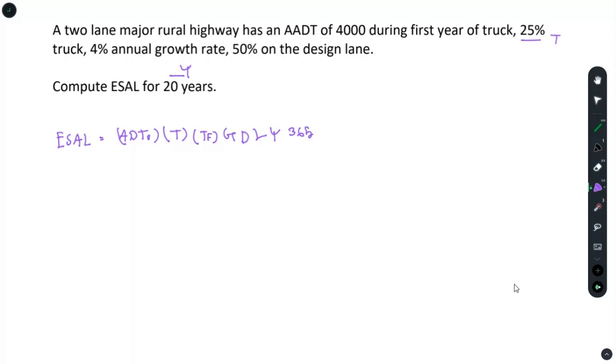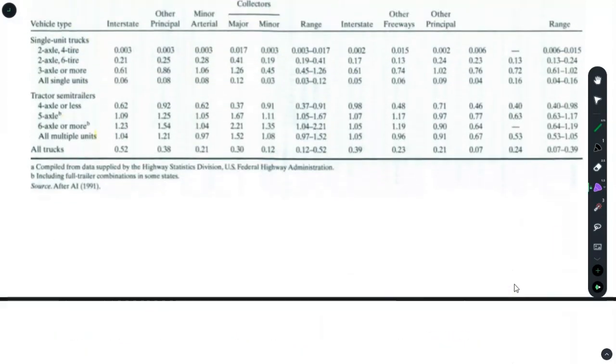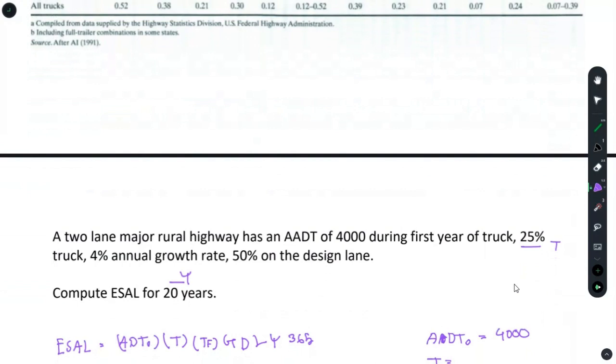However, let's do the math. So here ADT is 4,000, and I have trucks. I need to find out the truck factor. How do we find that? Just look here. We have a rural highway, and it's two lane and it's major.